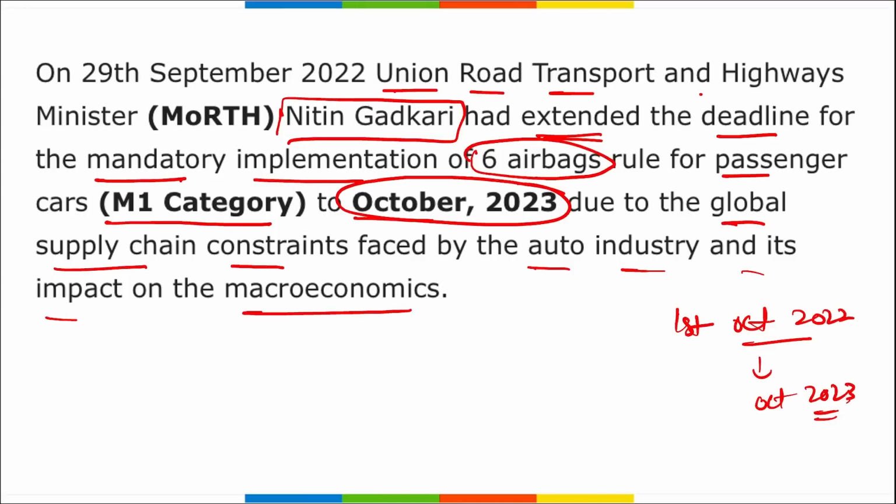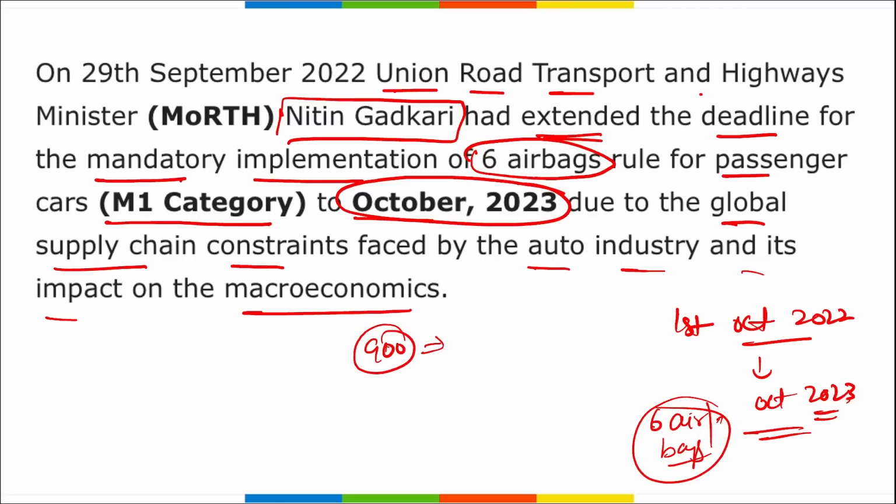Remember the draft that was released in January 2022, it mandated that M1 category passenger vehicles manufactured after 1st of October 2022 shall be fitted with 6 airbags, two side airbags included. 6 airbags in each car, and now it has been shifted to 2023. Moreover, remember, each additional airbag fitted only adds about 900 rupees to the manufacturer's cost, and this can save a lot of lives.